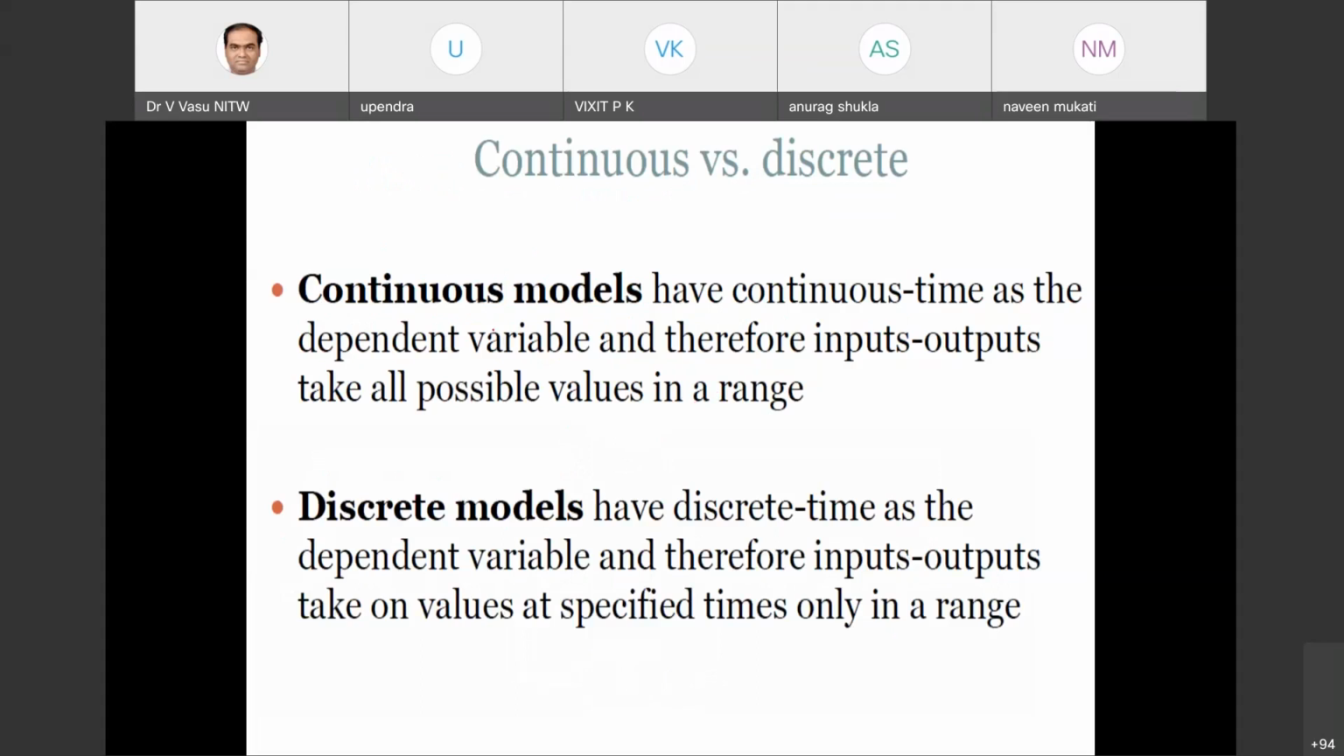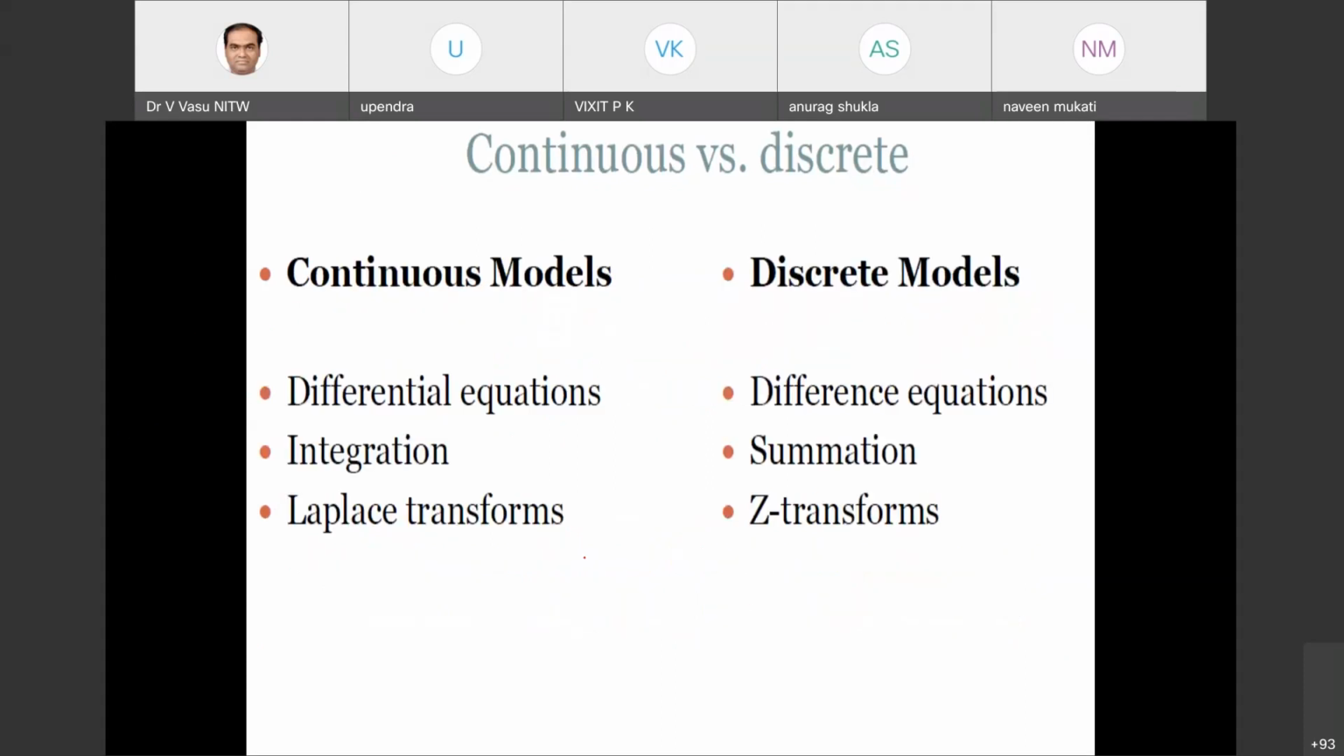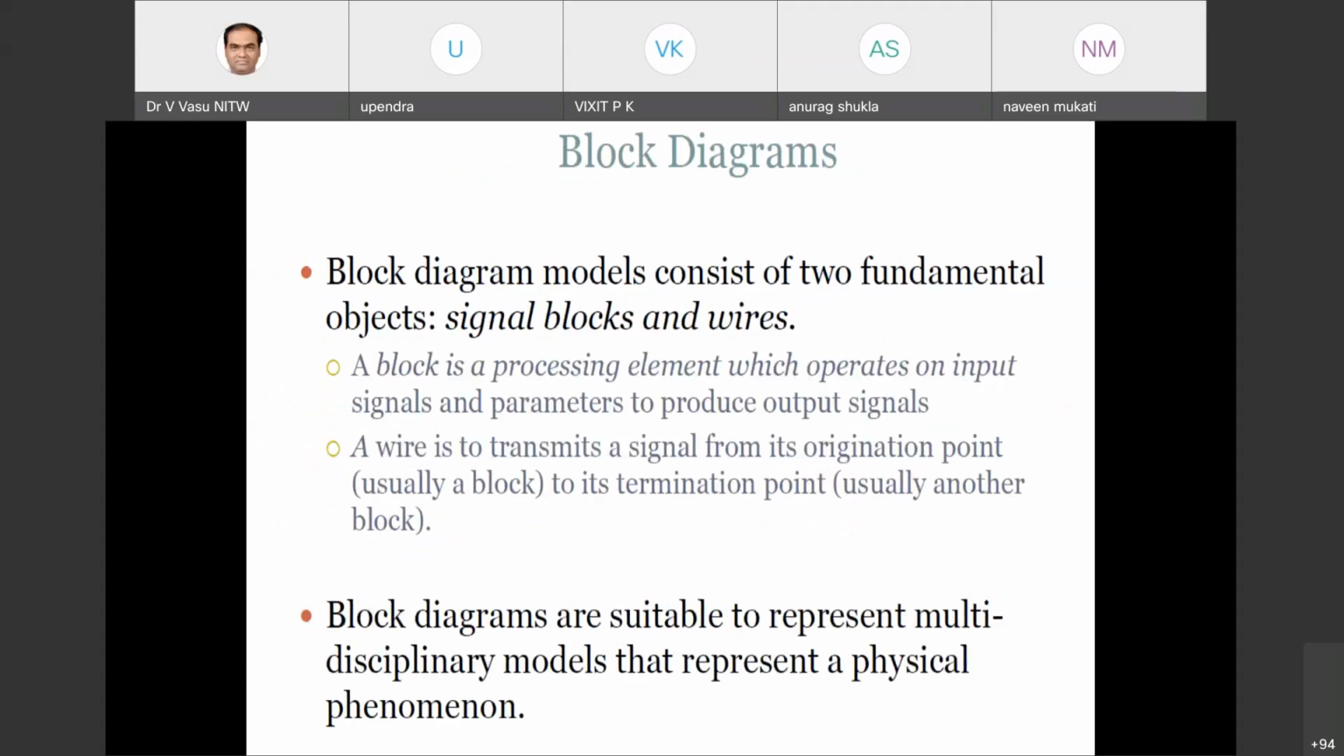Okay, coming to the continuous model, as continuous time is the dependent variable, the input and output take all possible values in a range. The discrete model has discrete time as the dependent variable, and therefore input and output take values at specific times only. For a continuous model, we use differential equations, integration, and Laplace transforms. For discrete models, we go for difference equations, summation, and Z transforms. Okay, first we will see the block diagram representation.